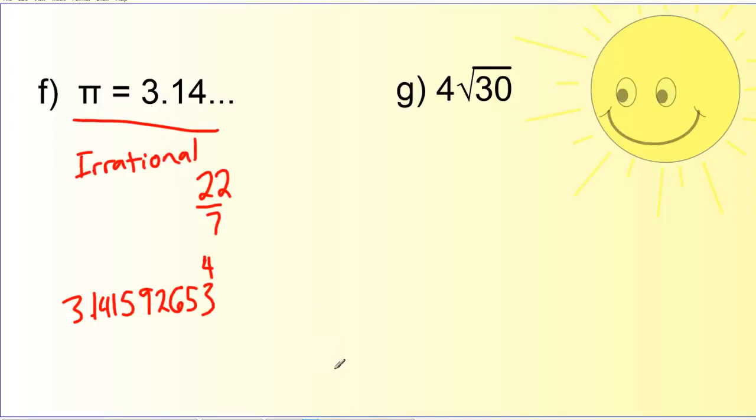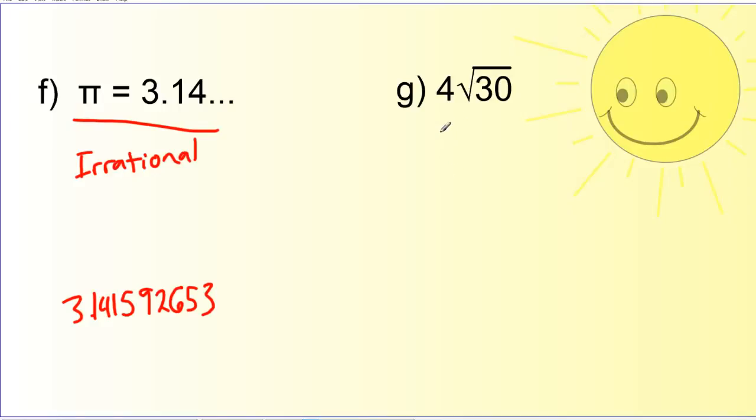So this one is irrational. It cannot be written as a fraction. Its decimal is a big, ugly, non-terminating, meaning it doesn't stop, non-repeating, there's no repeating pattern, decimal.